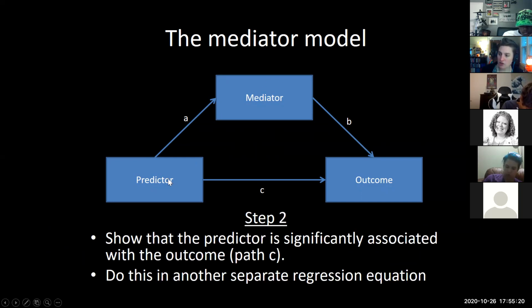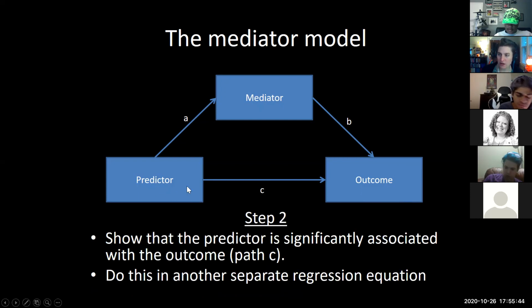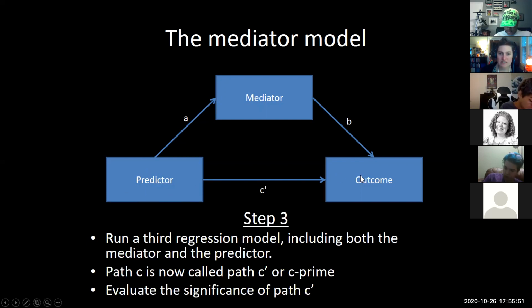In step 2, you show that the predictor is associated with the outcome. That's the second step. It's another regression. And then in step 3, this third regression, you include both the predictor and the mediator in predicting the outcome. And then you look at the difference between what happened when the predictor was the only predictor in the model and compared to once the mediator was in the model. What's the difference?